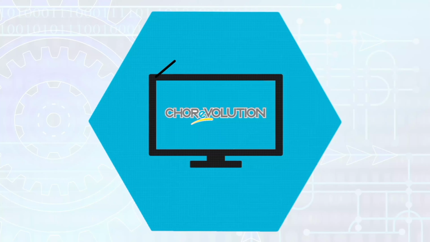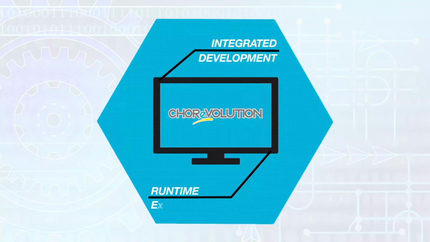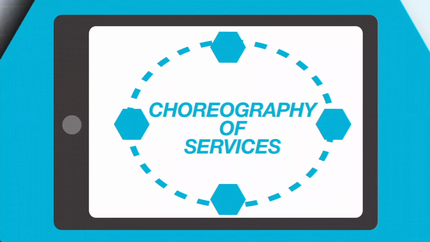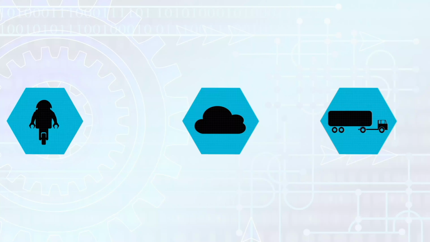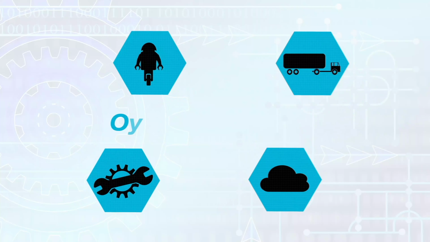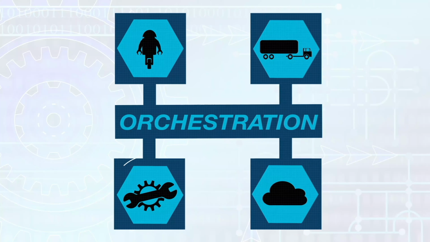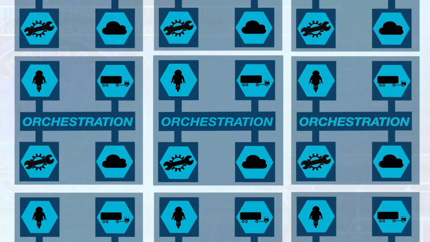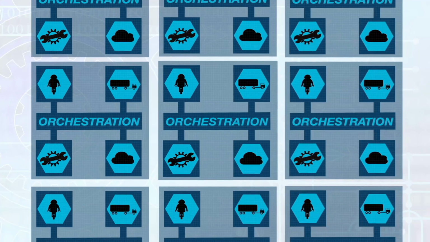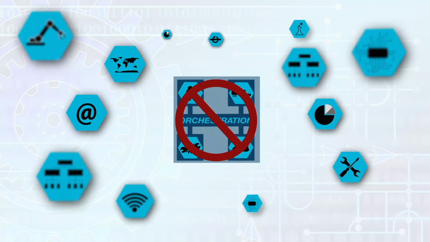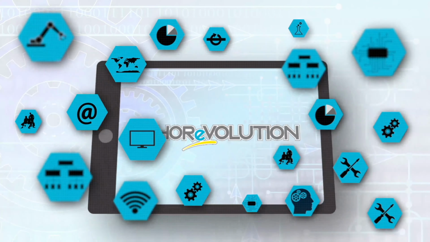CHOReVOLUTION is an integrated development and runtime environment that leverages a software engineering innovation called choreography of services. The conventional approach to compose services is called orchestration. Orchestration is centralized. It works well in static environments where services are predefined and rarely change, but it's not adapted to large-scale public applications on the internet.